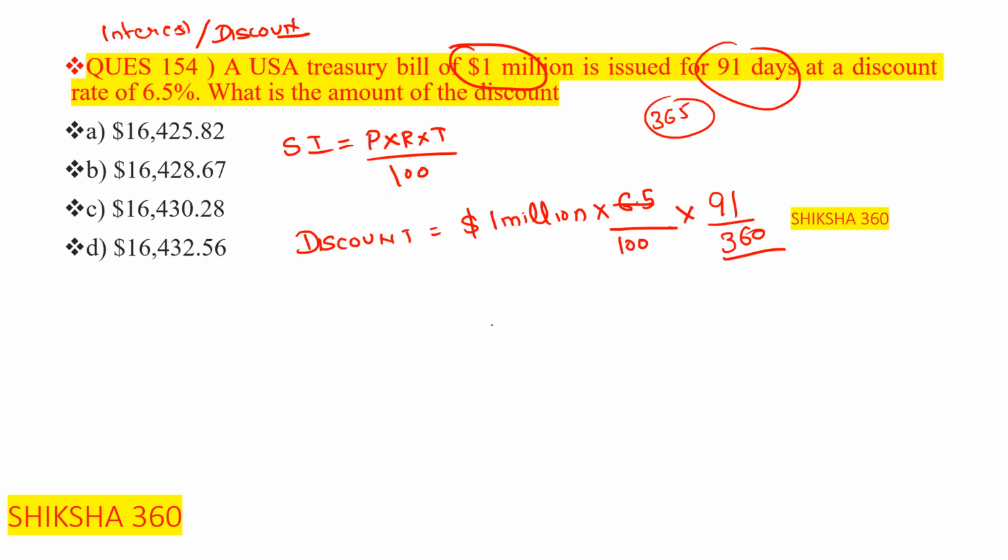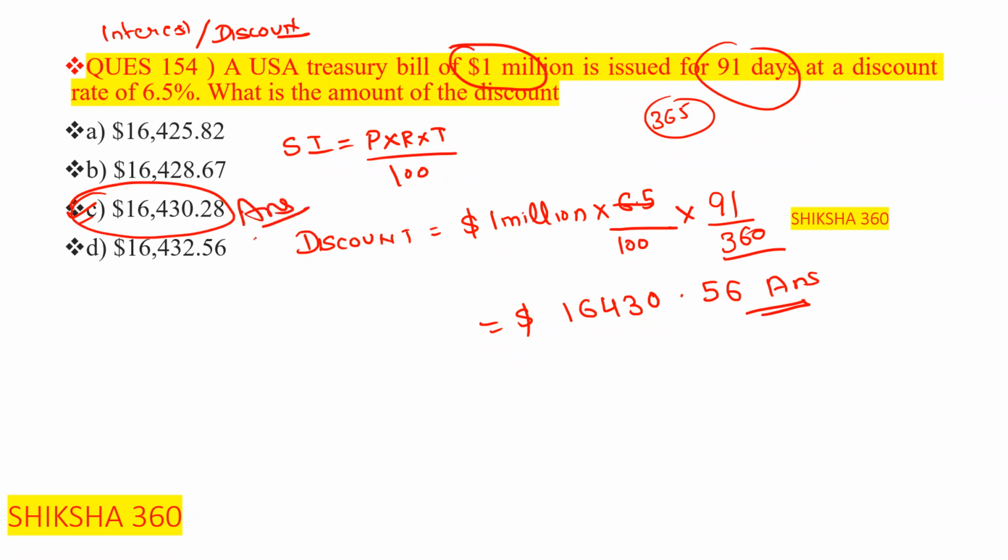When we solve this one, we will get 16,430.56 dollars. So that is about 16,430. Option number C is the correct answer here.